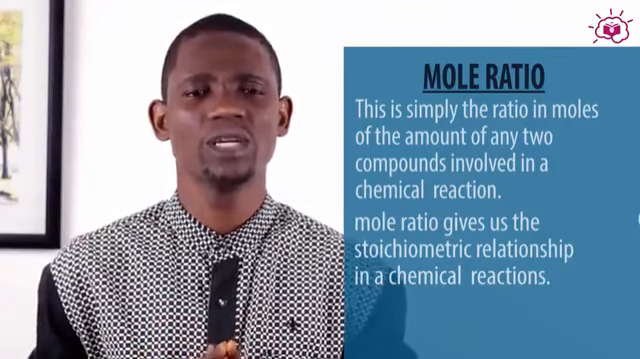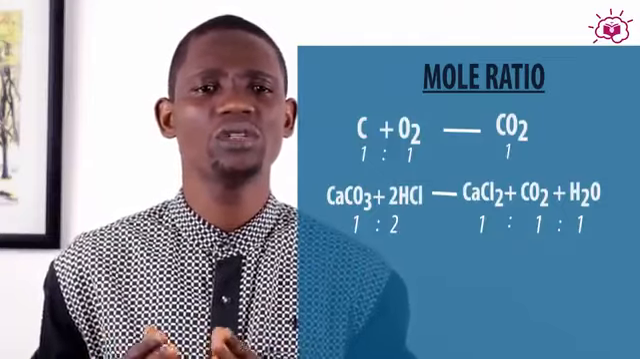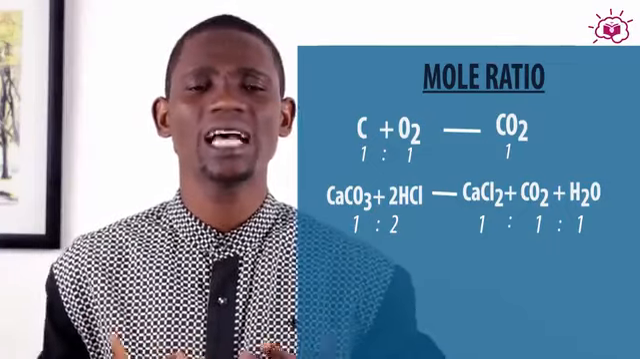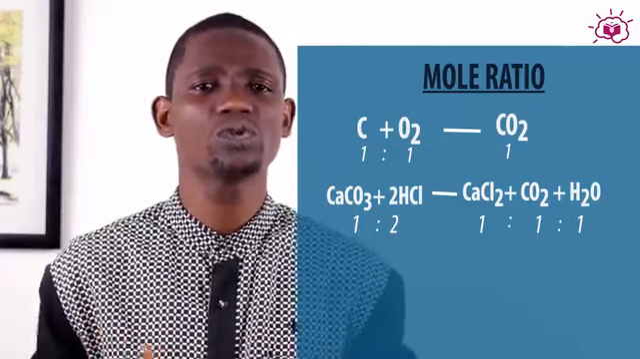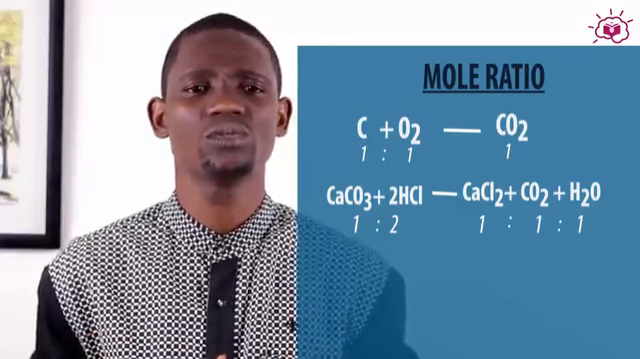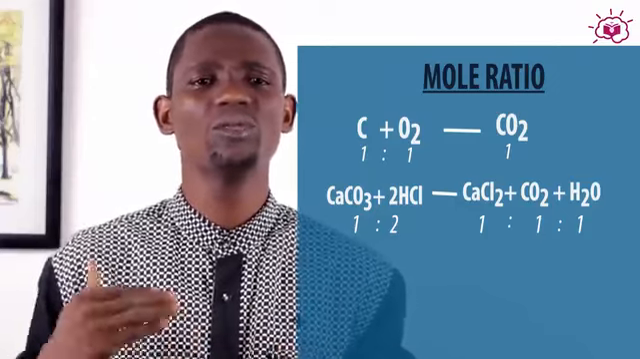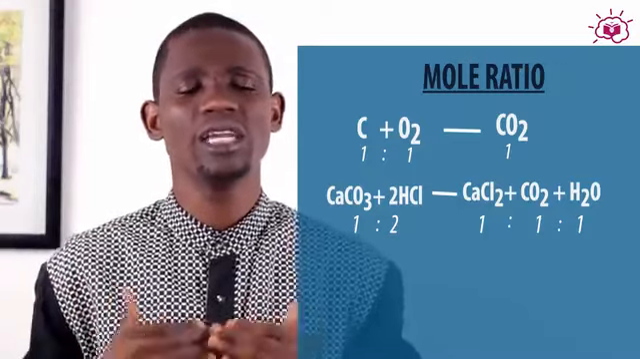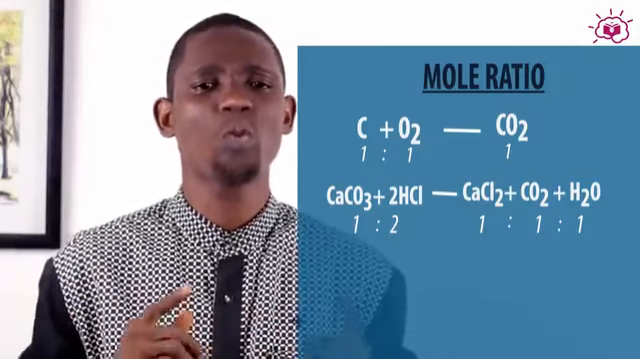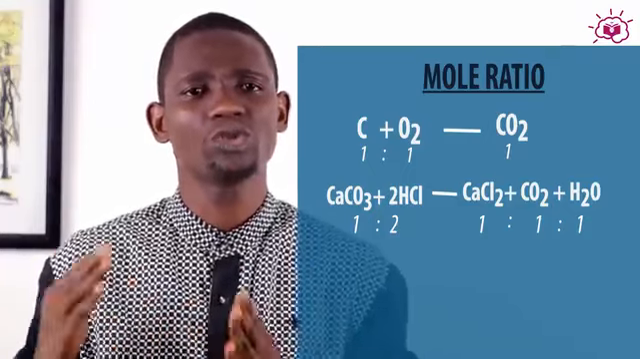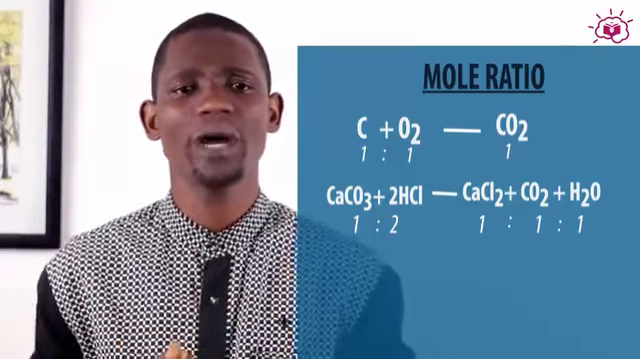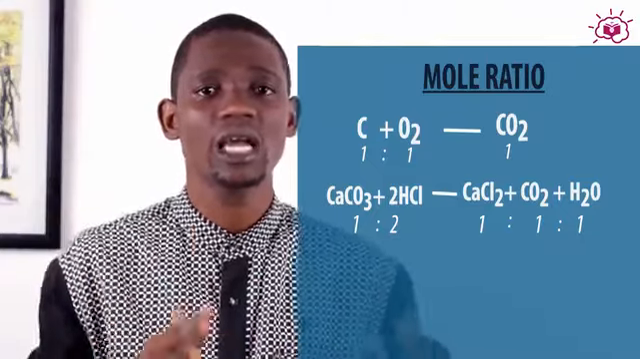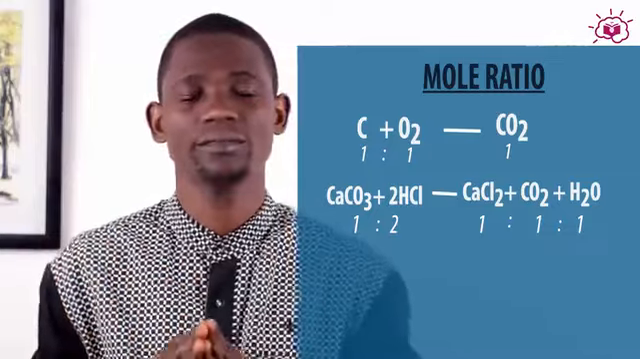Take for example, the combustion of carbon in oxygen to give carbon dioxide, as given by the equation C plus O2 to give us CO2. From this equation, after balancing, the mole ratio is 1:1:1. That is, the ratio of carbon to oxygen to carbon dioxide is 1:1:1.